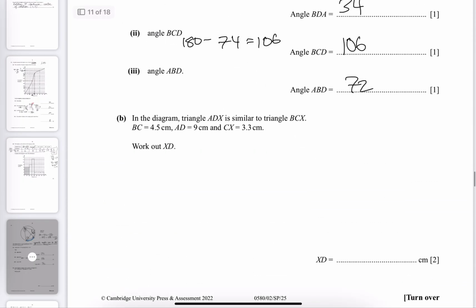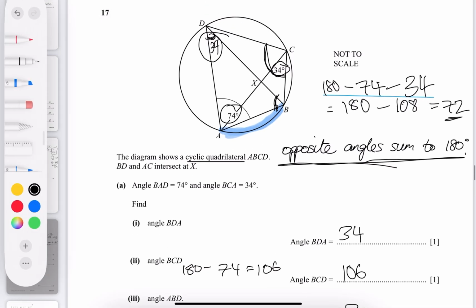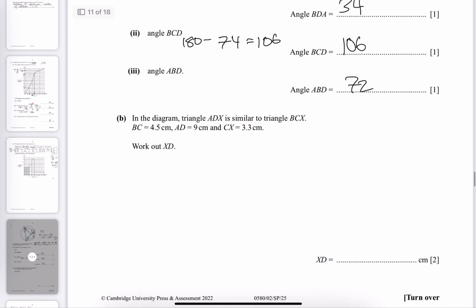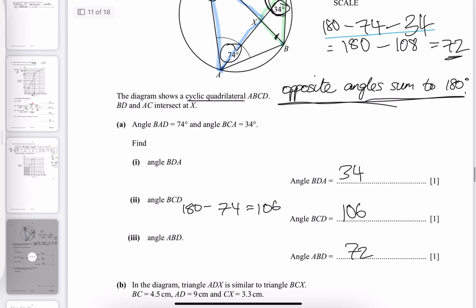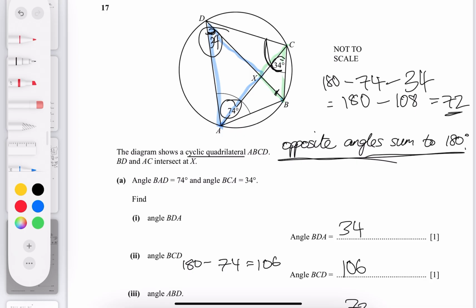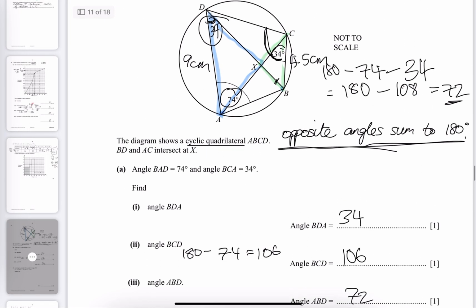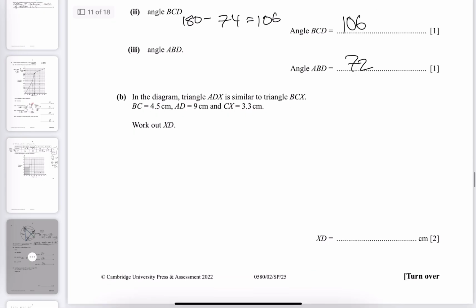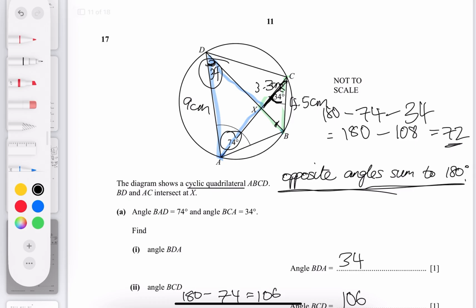Okay, now in the diagram, triangle ADX is similar to triangle BCX. So this triangle here is similar to this triangle here. BC is 4.5, AD is 9, CX is 3.3. So if we label that on the diagram, BC is 4.5 centimeters, AD is 9 centimeters, and CX is 3.3 centimeters. Now we're being asked to work out XD. XD is this right here.